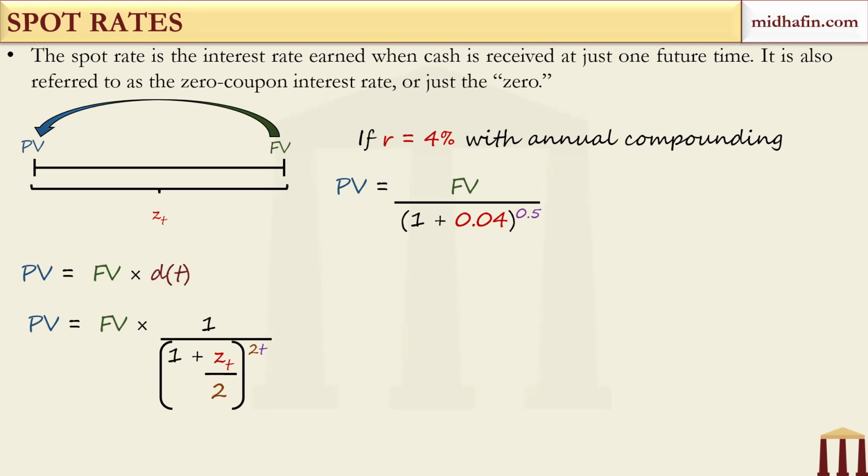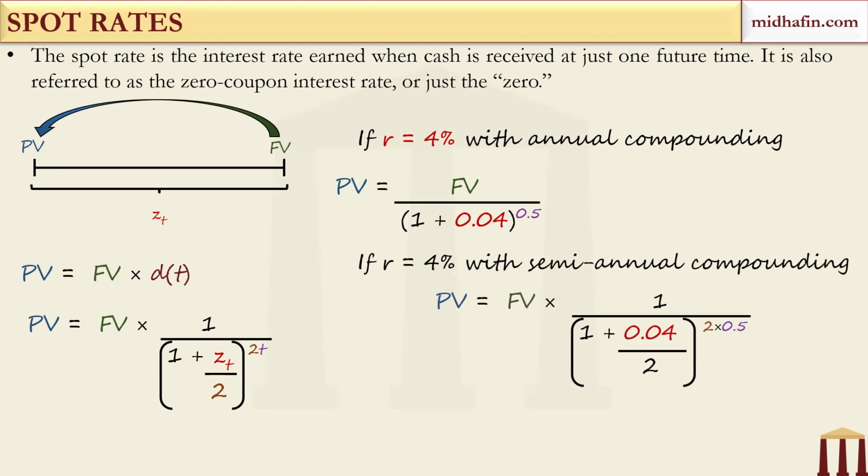Okay, and for the 6-month period, it will be simply FV by 1 plus 0.04 raised to the power of 0.5. Okay, so if it is, let's say, with semi-annual compounding, it will become 2 times 0.5. Because my period is 6 months, but the compounding frequency is semi-annual. That means my m is equal to 2. So I just transform the formula, and this is how my present value calculation will look.